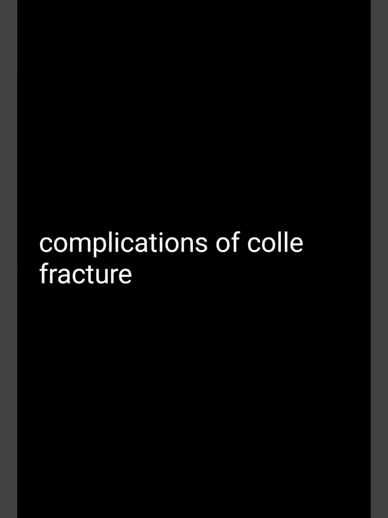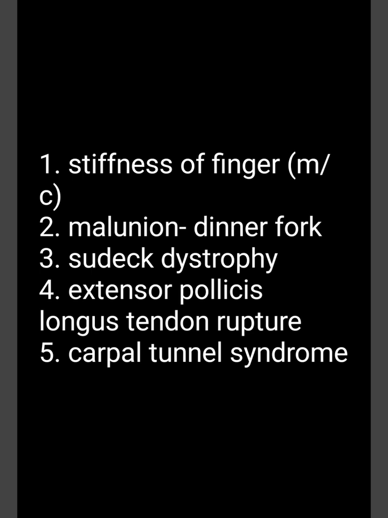Complications of Colles fracture: 1. Stiffness of fingers, MC. 2. Malunion, dinner fork. 3. Sudeck dystrophy. 4. Extensor pollicis longus tendon rupture. 5. Carpal tunnel syndrome.